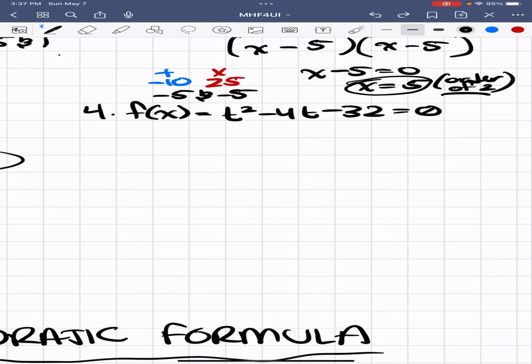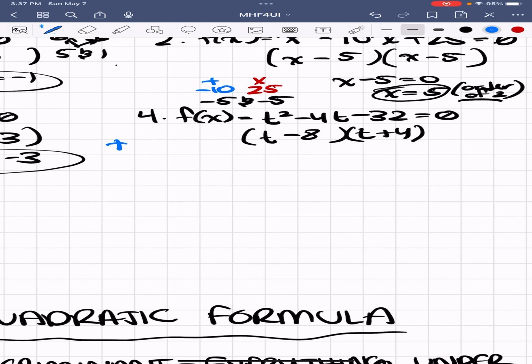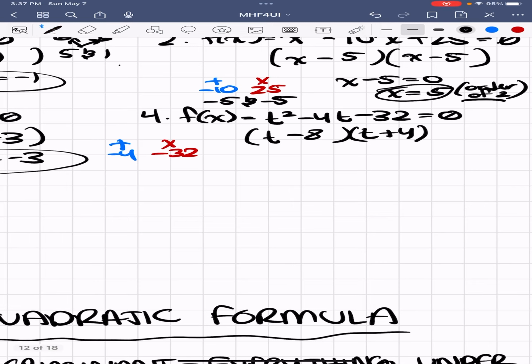And now we're off to t squared minus 4t minus 32. What I did was I looked for numbers that add to -4 and multiply to -32. I know that it is a negative and a positive number because our product is -32. You get a negative number when you multiply a positive and a negative number together. And to get -4 would also be to add a negative integer plus a positive integer.